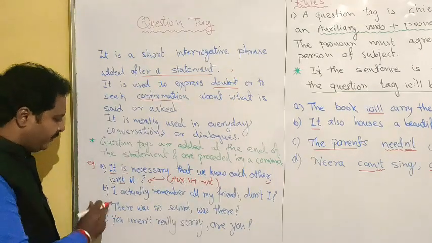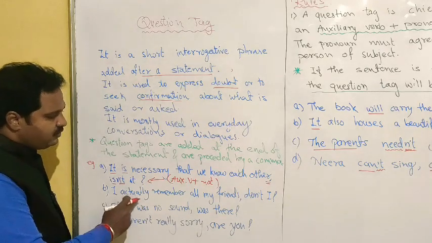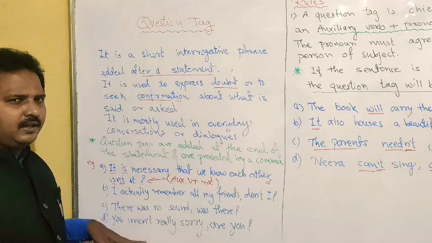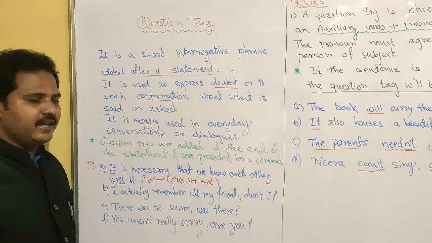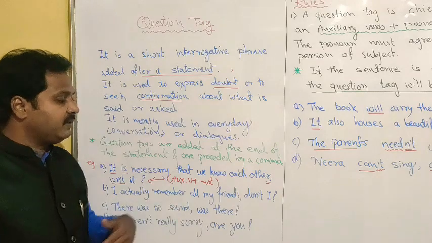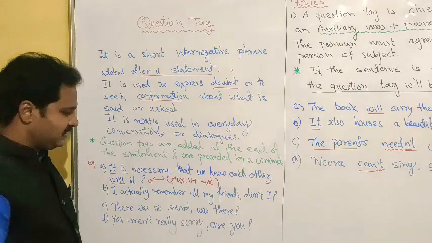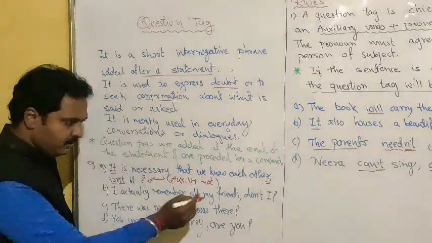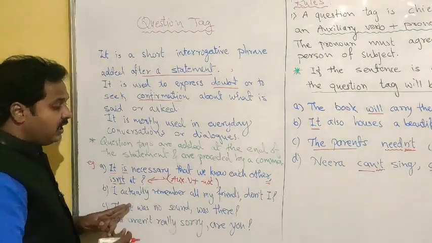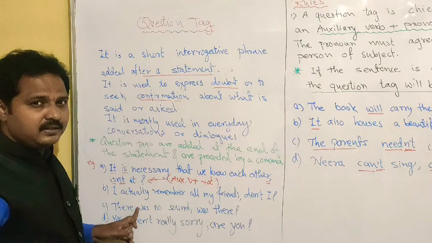Second one: I actually remember all my friends. It is some kind of doubt. I actually remember all my friends, don't I? It is a positive sentence. Here the subject is myself, the doer.